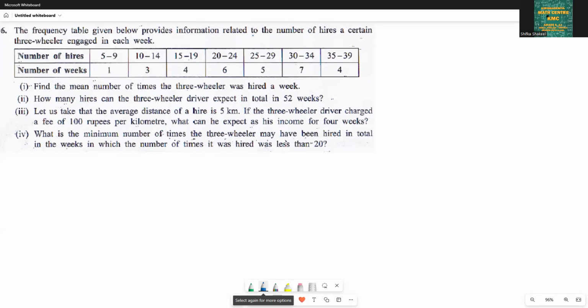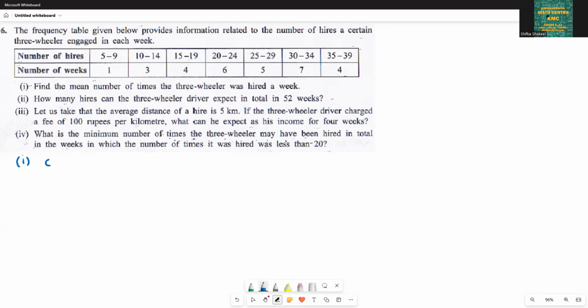So this is a frequency distribution. Here there are two methods: one is the assumed mean or fx method, the normal method. They didn't mention the method, so for the first question, you can apply whichever method you like. Here I am going to take the first class interval.